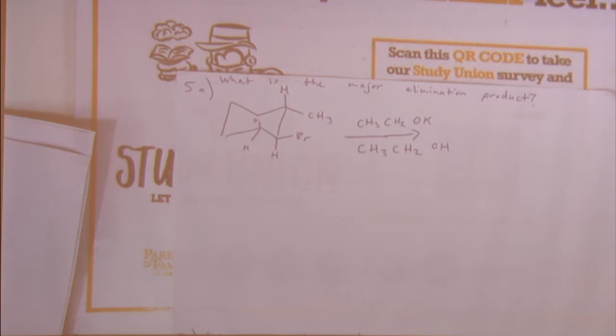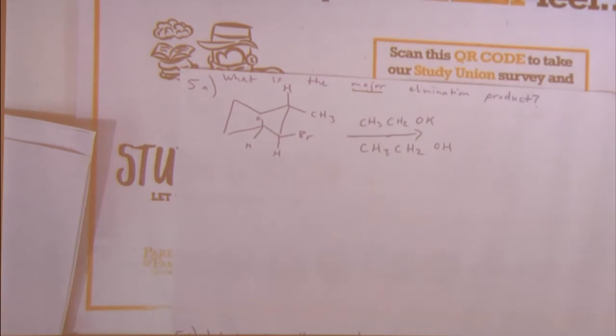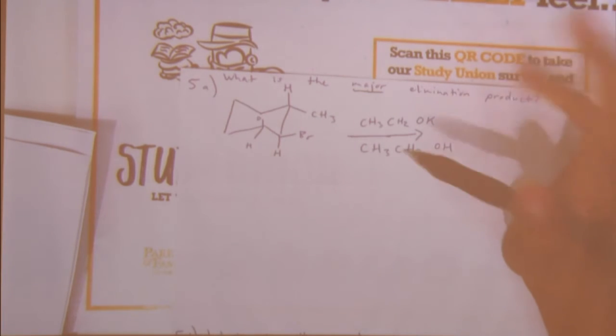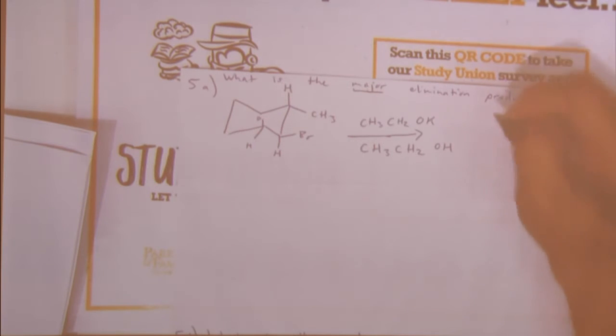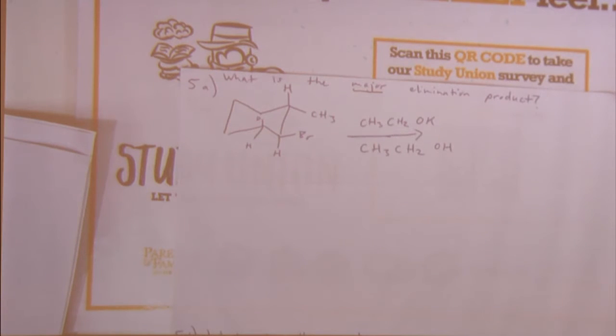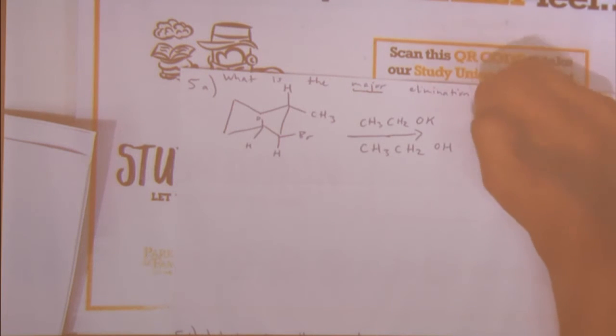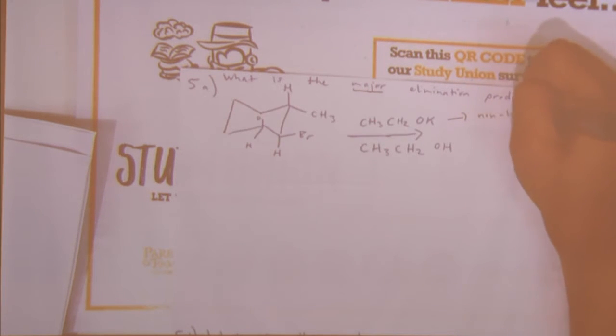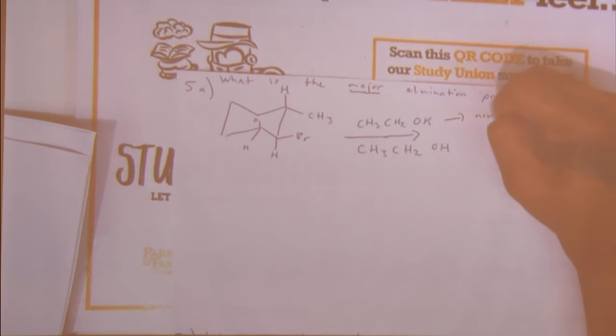Okay, so this problem is asking what the major elimination product is. First off, we'll look at what type of base we're dealing with. Our base is not a bulky base, so we know our product is more than likely going to be the more substituted product. So this is non-bulky.